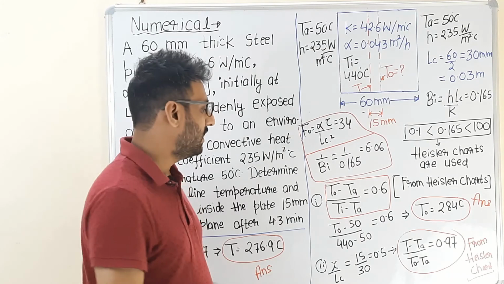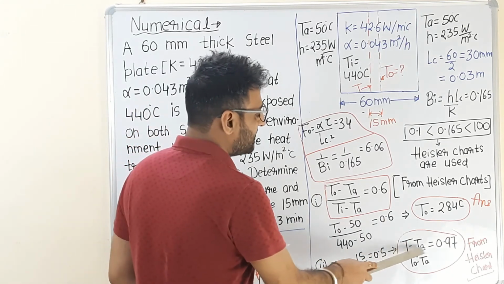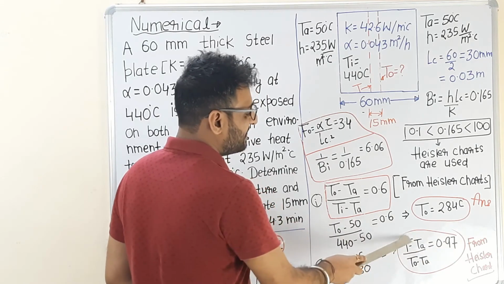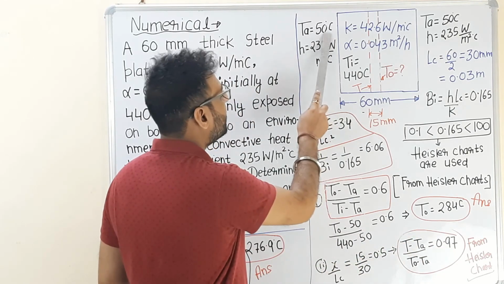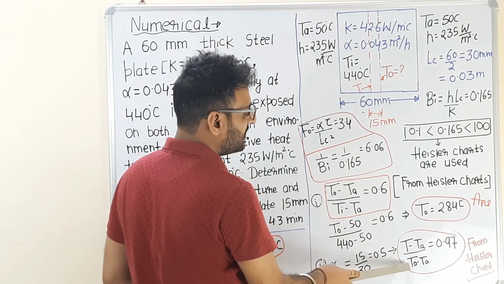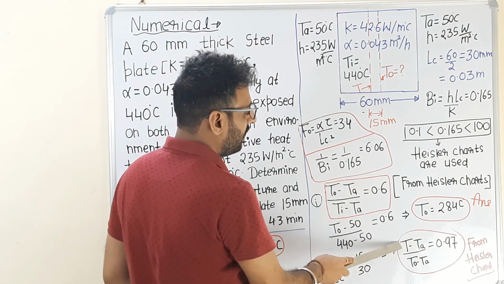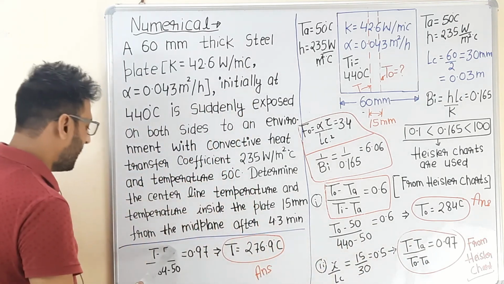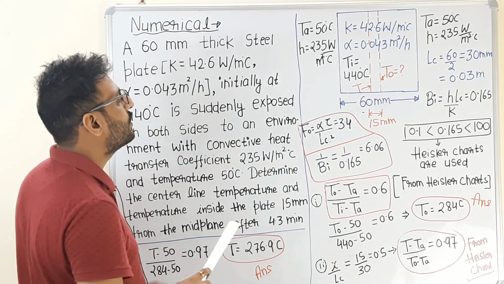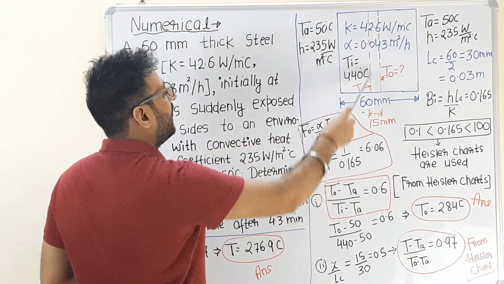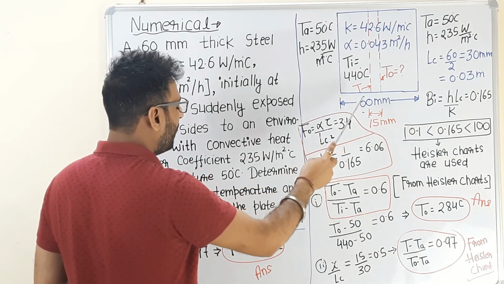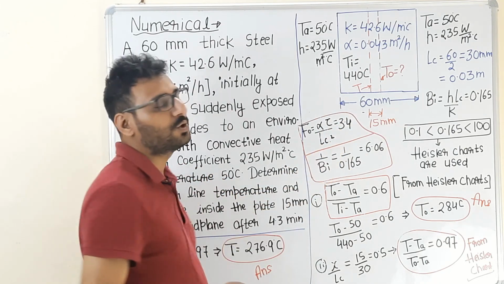From the Heisler chart, the value of the factor (T minus Ta) divided by (T0 minus Ta) comes out to be 0.97. In this factor we know the value of Ta, which is 50 degree centigrade, and T0 is 284 degree centigrade. After substituting these values, we can solve for T. The value of T comes out to be 276.9 degree centigrade. So in this problem, the temperature at the point which is at a distance of 15 mm from the center line comes out to be 276.9 degree centigrade. So we will stop here.